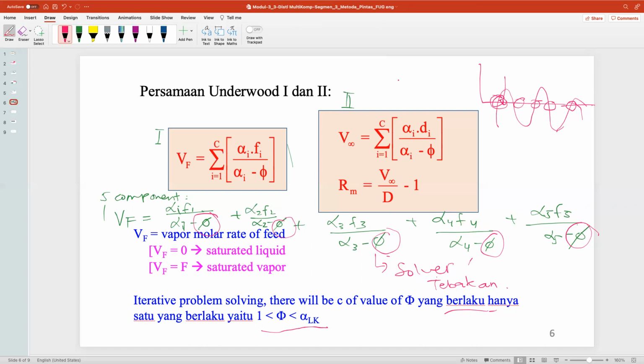Once you find the C, the next step is to go to V infinity. Here you can just calculate the sum of alpha I multiplied by DI divided by alpha I minus the C that you got. Once you have V infinity, you can find RM as V infinity divided by D, minus 1. So this is the Underwood correlation. It is quite long to find C first, then V infinity, and then RM.